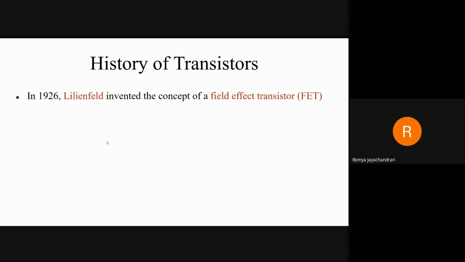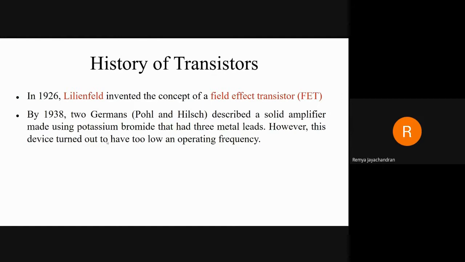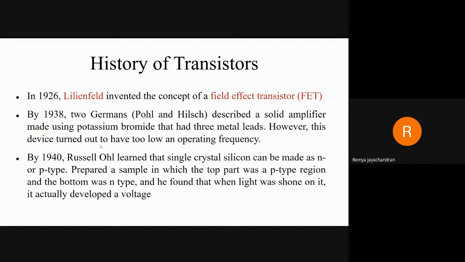In 1926, Lilienfeld invented the concept of the field effect transistor. And in 1938, the two Germans, Pohl and Hilsch, described a solid-state amplifier using potassium bromide. And in 1940, Russell Ohl learned that single crystal silicon can be made as N-type or P-type. And he prepared a sample using that. The top part was P-type and the bottom part was N-type. And when it was exposed to light, it developed a voltage.